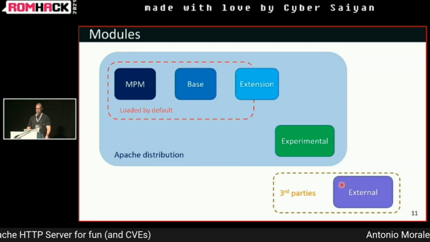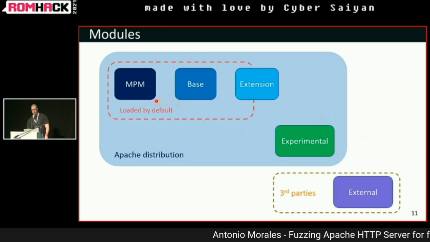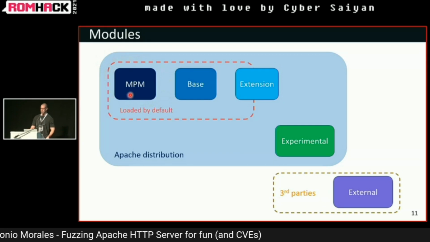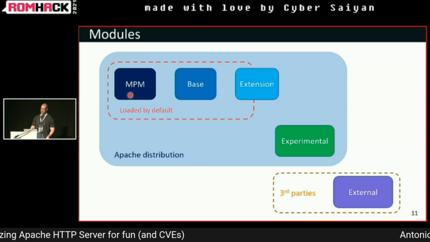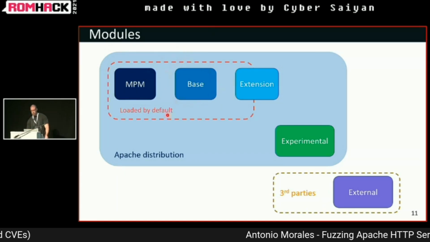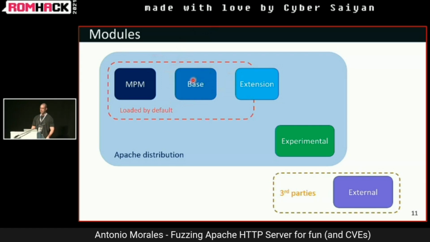And between these modules, we have 5 different categories. The first one is the MPM modules. This type of modules are responsible for basic request handling and dispatching. Then we have the base modules. These are modules that are compiled and loaded by default.